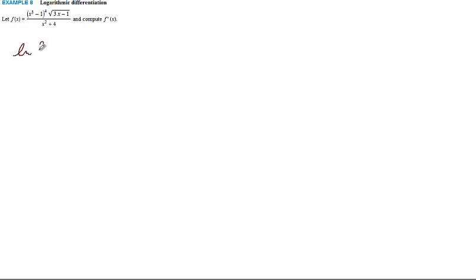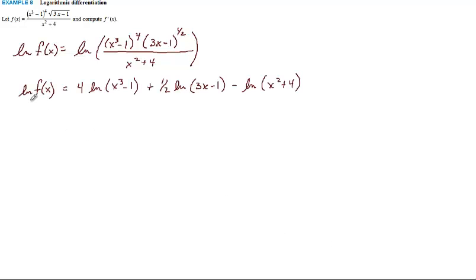I'm going to take the natural log of both sides, and then I can simplify this thing a whole bunch. So the natural log of all of that stuff. The next thing I'm going to do is use my log properties to make this just sums without the exponents and without all the product and quotient stuff going on. Next I want to take the derivative of both sides with respect to x.